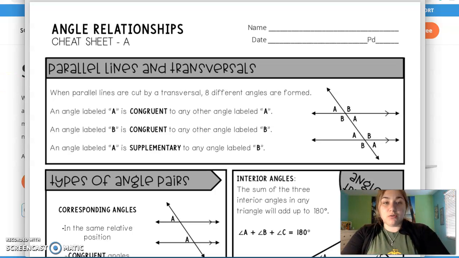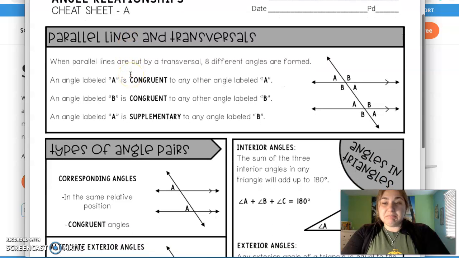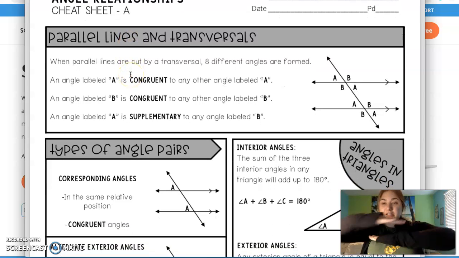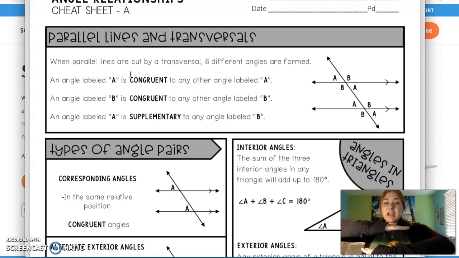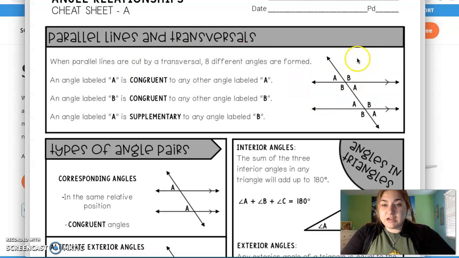Okay, so angle relationships. We're talking about parallel lines. Remember parallel lines? They go like this and they never touch. They just go straight across from each other and never touch. So when you look at this example right here, we see that this line and this line are parallel. And then we have this giant line that cuts straight down through both of them. That is called a transversal. So a transversal line is the one that cuts through the parallel lines.